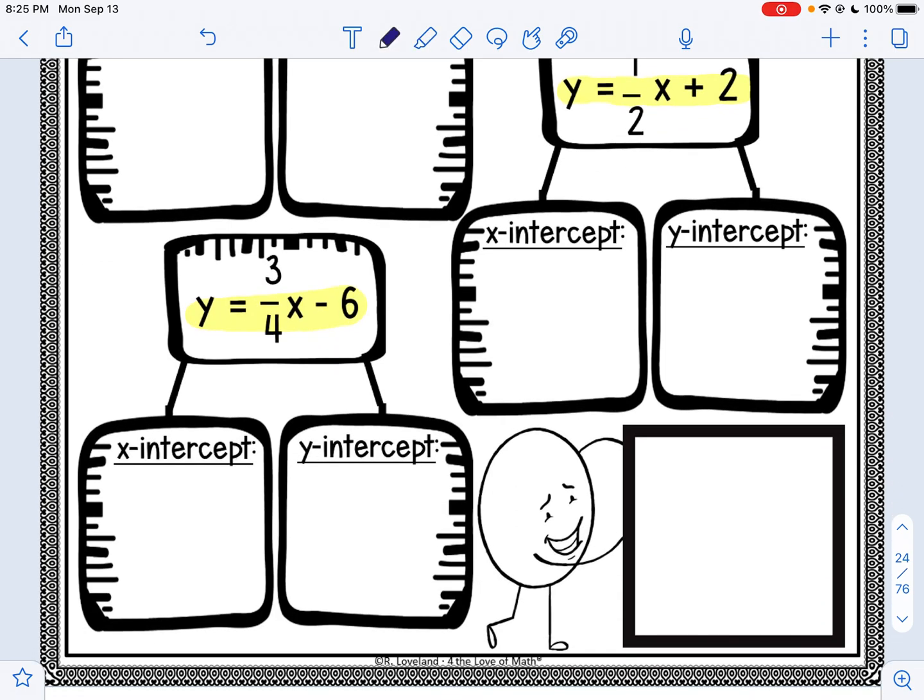And remember, when you're solving these, it's important to remember that for your x-intercept, you substitute 0 for y. And then for your y-intercept, you're going to substitute 0 for x. So you almost want to think about it being the opposites.